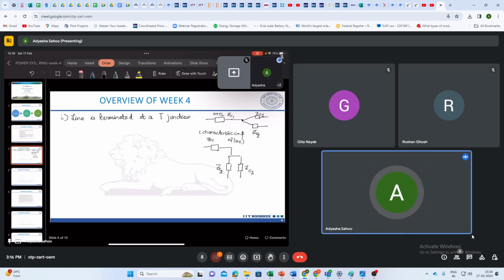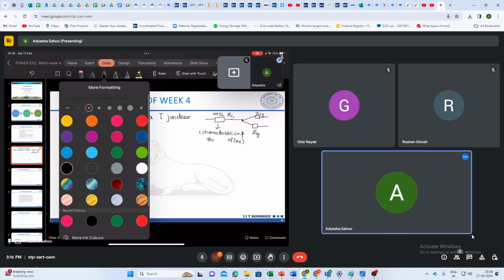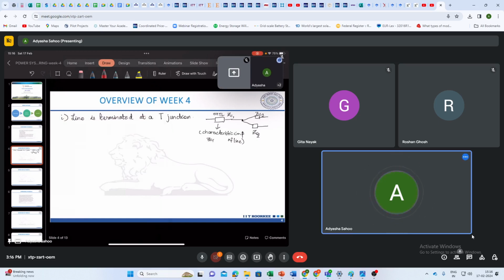So let me remove this diagram also. So this is the characteristic impedance of the line, and these are two other lines. So let's say this circuit, let me close the circuit now. And this will have a voltage source here, and we have seen that this magnitude is 2 times the forward voltage, right?